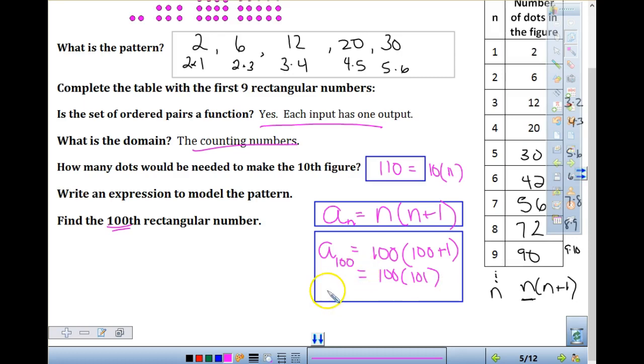What is our 100th number in the sequence? Because I have this formula, I'm going to multiply that out, and it should come out to equal 10,100. Right? If you're taking this 101 and you're really just moving the decimal over 2 places by multiplying by 100. So 10,100. Okay?